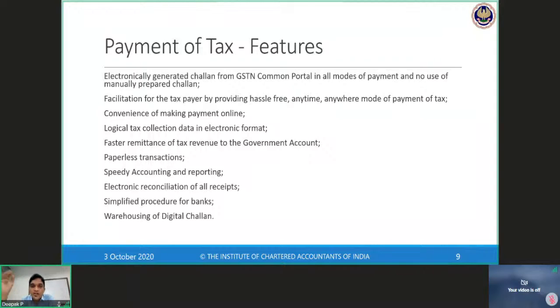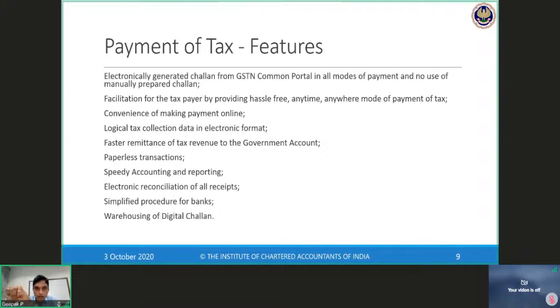Your challans are not different. One challan for various modes of payment. So there is no confusion of different types of challans for different modes of payment. Cash ke liye different challan, credit ke liye different challan? No, only the option gets changed, but the challan remains the same.